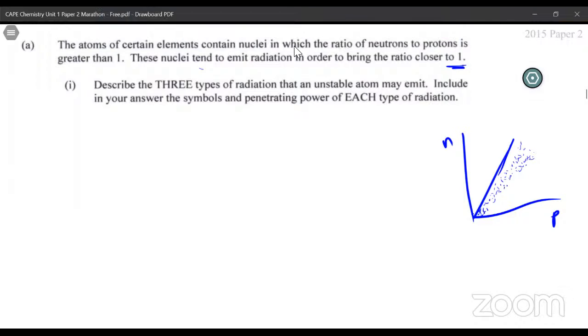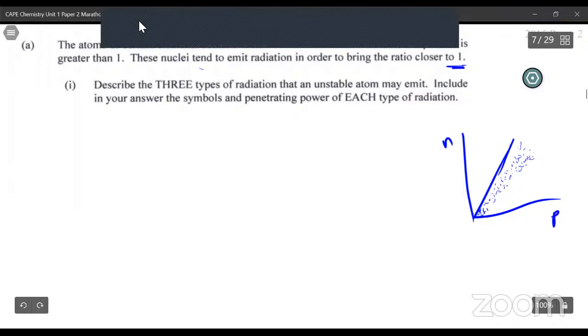Anyways, now they want you to describe the 3 types of radiation that an unstable atom may emit. And there are many. I don't know why they just said 3. I know why they said 3, because there are only 3 on your syllabus that you need to know. So in your answer, the symbols and penetrating power of each type of radiation, you have to put that. So the first one we can talk about is, let's say, alpha particles.